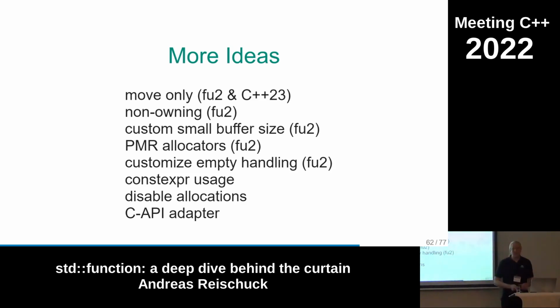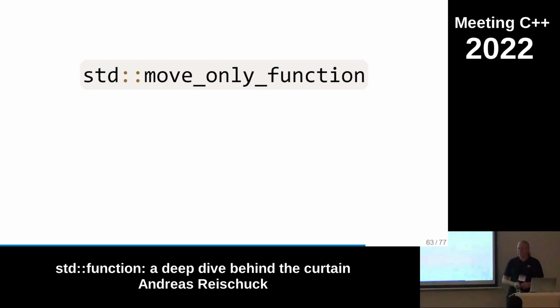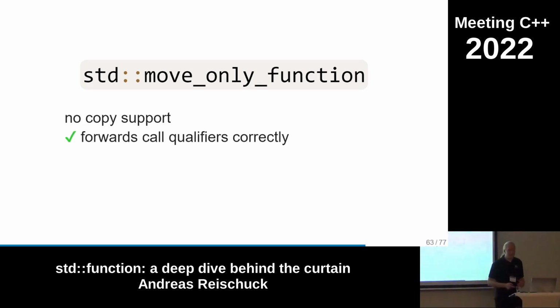I think you can see there's a lot of possibilities, and as you see, four are already implemented by function2, and one is already implemented by C++23. So let's take a look at move-only function, because there's also some other things to learn here. As the name suggests, move-only function means we have a callable that has not to be copyable. For example, if you have a lambda that captures a unique pointer, this won't be copyable, because a unique pointer you cannot easily clone. So we have no copy support in it, that's by name.